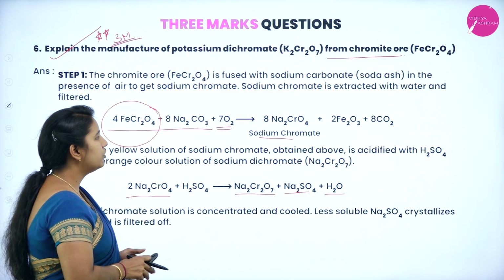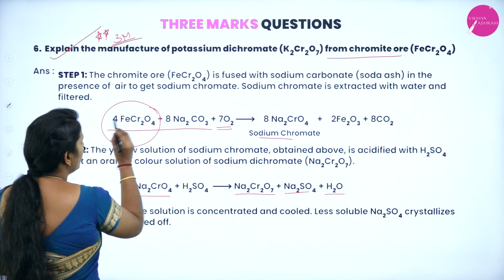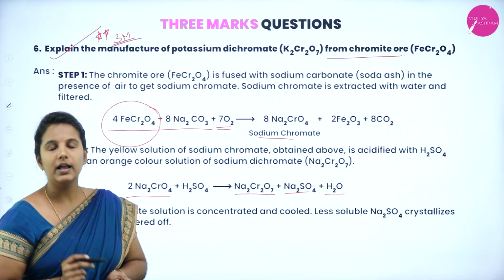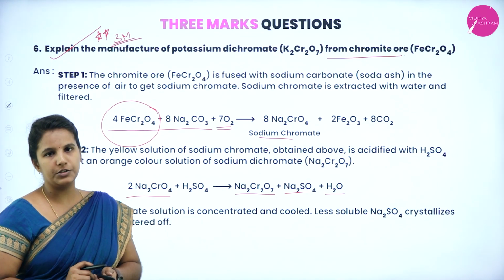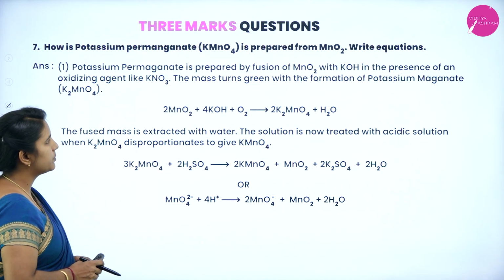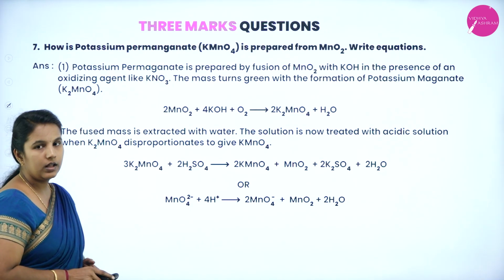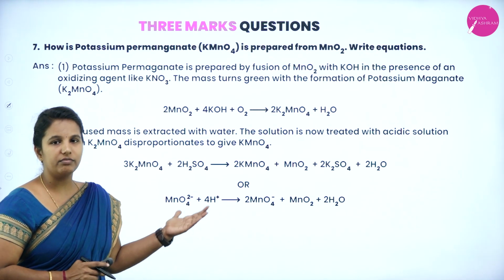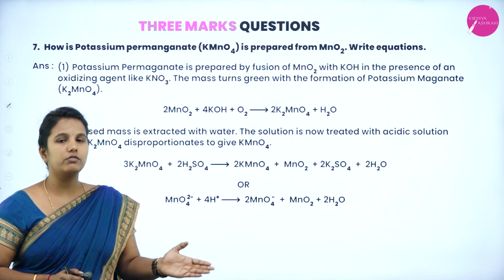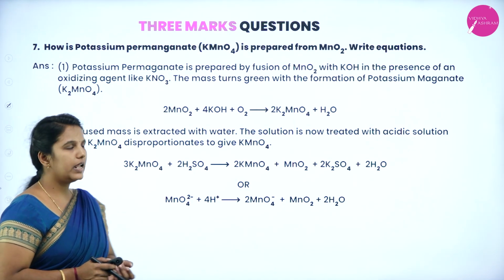And if you know how to write it in your own words, you can write it. But please see that if you miss the 4 or 8 with the 7, you can't get the marks. It's necessary to balance the equation. Okay, next question. How is potassium permanganate prepared from MnO2? Write the equations. Again, if they don't ask potassium dichromate, definitely they are going to ask potassium permanganate. Please go through these 2 reactions and practice well, and you will get 3 marks very easily from this D block group.